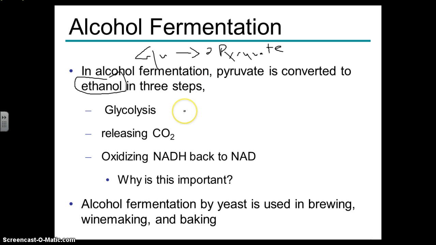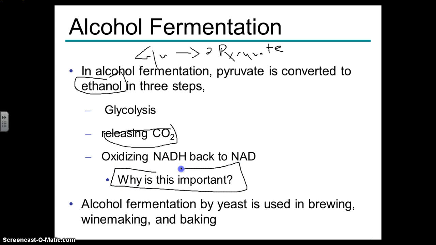Then we have pyruvate. We take a CO2 molecule from the pyruvate, and then we take a hydrogen. This is hard to explain, but what happens is we give a hydrogen to the pyruvate molecule from NADH, so we can regenerate NAD+. Why is this important? We'll see in the picture on the next slide. If we didn't do this last step, we would run out of NAD+, and then glycolysis would stop, and then the organism would have no source of energy.